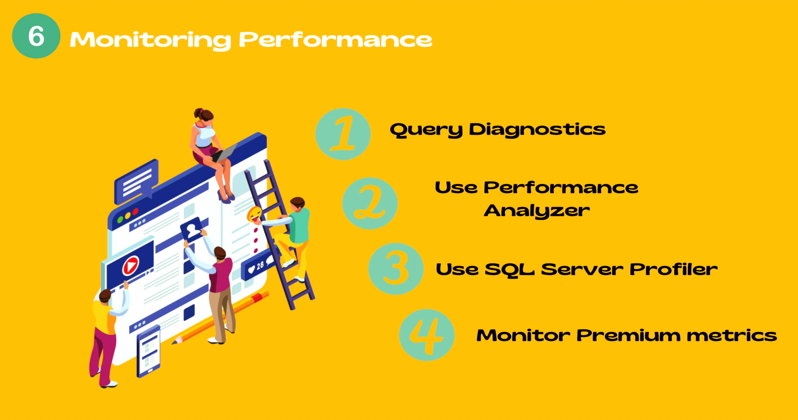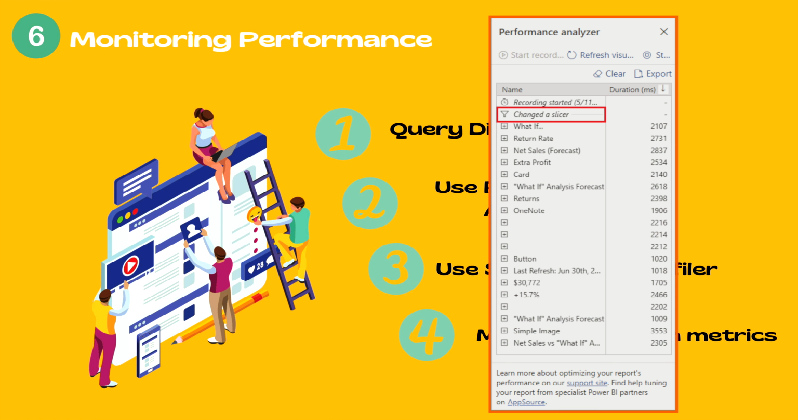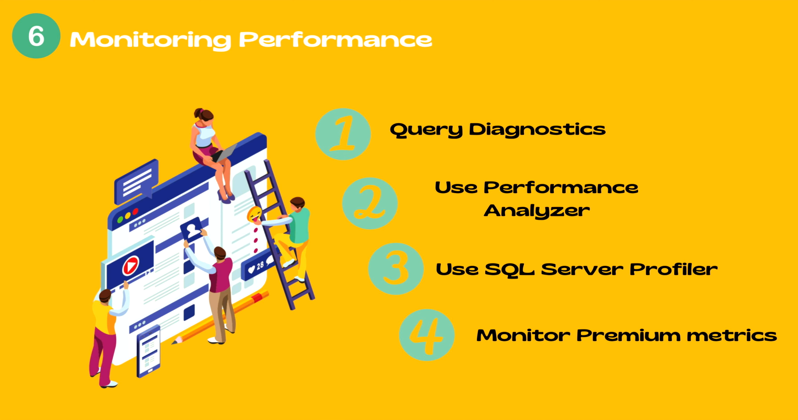Second is using Performance Analyzer. Performance Analyzer is available in your Power BI Desktop. There, you can start refreshing your visuals and you will get to know which DAX query or which visualization is taking more time. And according to that, you can take steps to enhance the performance of your report. Another one is using SQL Server Profiler. This is also another tool that you can use to identify queries that are slow. Use SQL Server Profiler when your data source is either SQL Server Analysis Services or Azure Analysis Services.